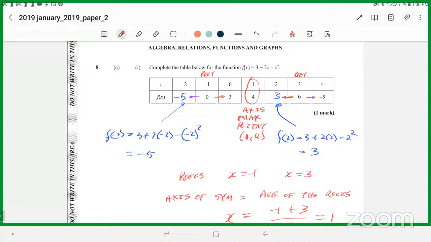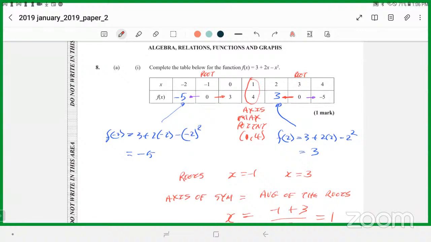You get me? So one of the points presented here is the maximum point because it corresponds to the axis of symmetry, which is the average of your roots values. Remember, the roots values are the x values where the y values equal 0. So these 2 values, this and this, are my 2 roots values. The 2 x values where the graph intersects the x-axis. On the x-axis, the y value is 0. The average of the roots is the axis of symmetry.